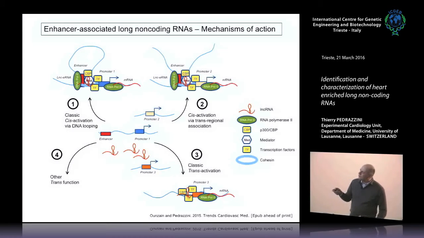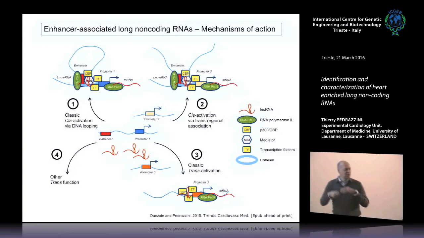Then you can have a trans activation because the transcript travels in the genome, finds its target, and then activates the target genes. But you can have all the trans function association with RNA binding protein, chromatin modifier, decoy, etc.